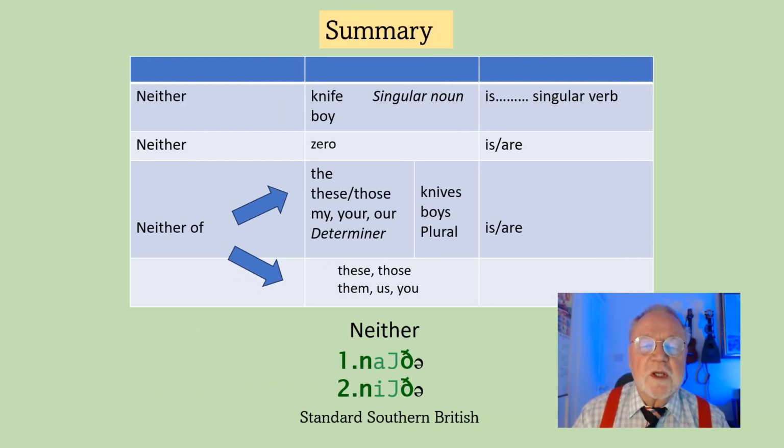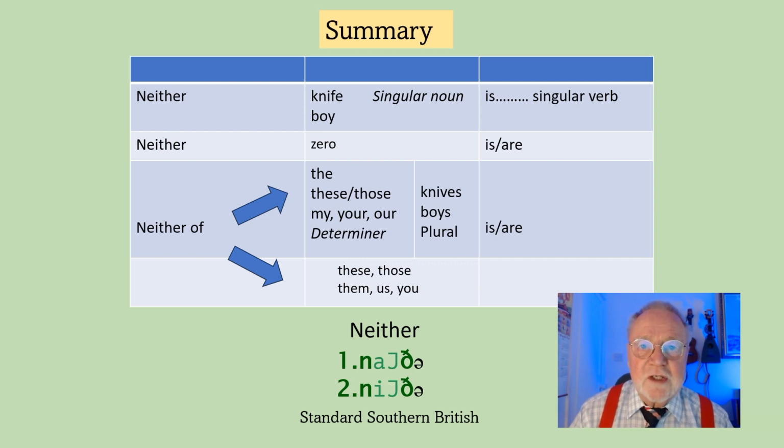Let's summarise what we know about neither, and we'll try to say it. Neither can be used with a singular noun and a singular verb, as you can see in the table. Neither with zero means we just simply say, for example, neither boy, neither car. We go straight to the noun, and we can use singular or plural verb. Neither of requires slightly different grammar, and if you look through the table, you'll understand how to use it. Now, how do we say it?